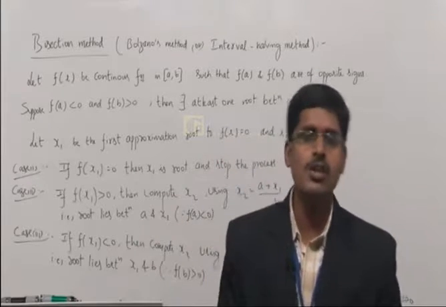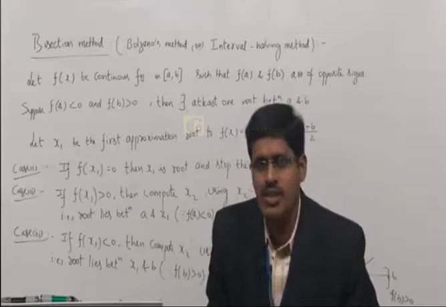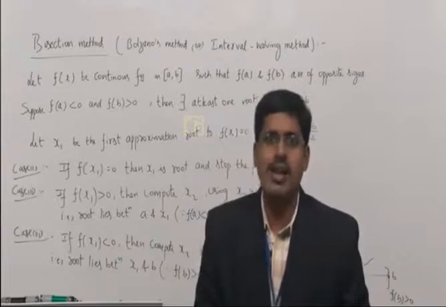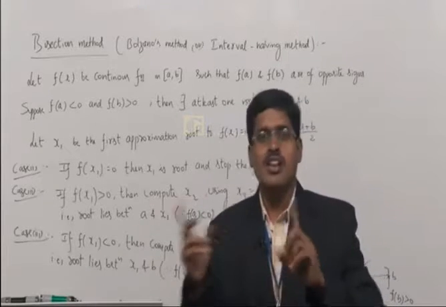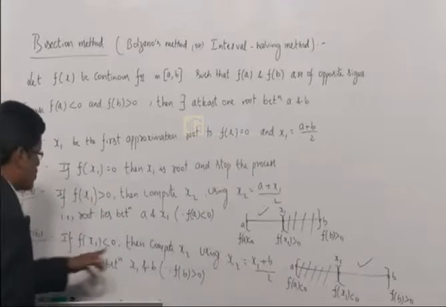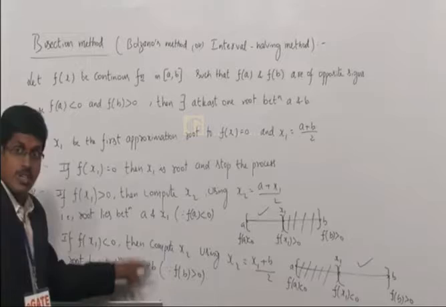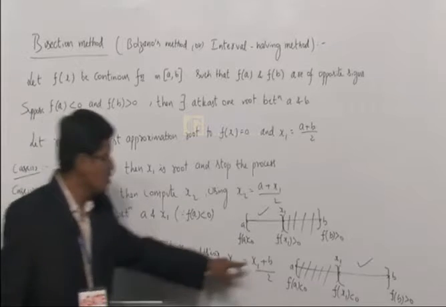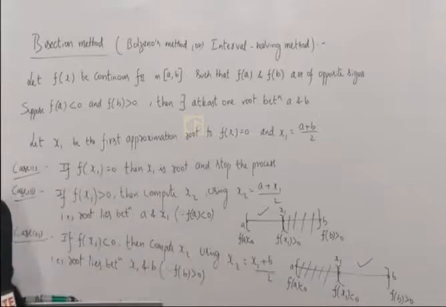That is called location of the root. So at every stage of locating the root, you will be getting a new interval. How do you get the new interval? The corresponding function values should be of opposite signs. Then the root lies between x1 and b. So in this case, compute x2 using the midpoint method, that is (x1 plus b) by 2.